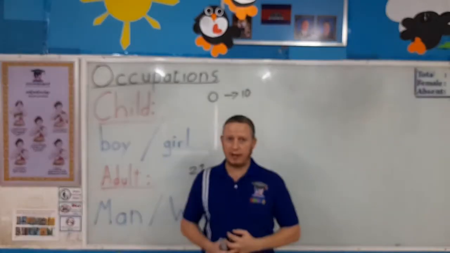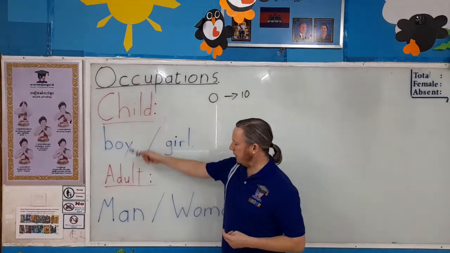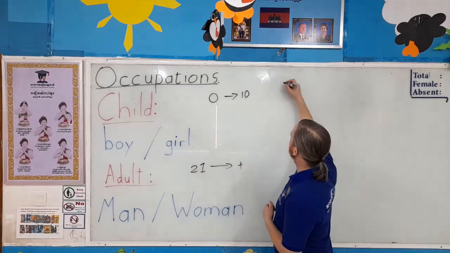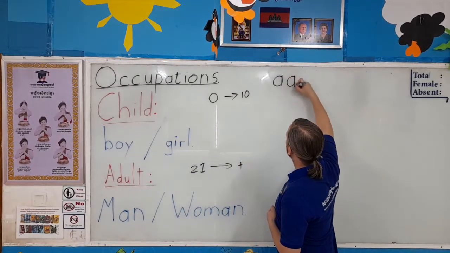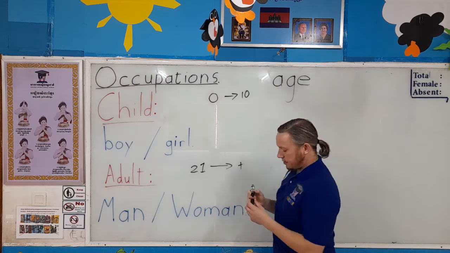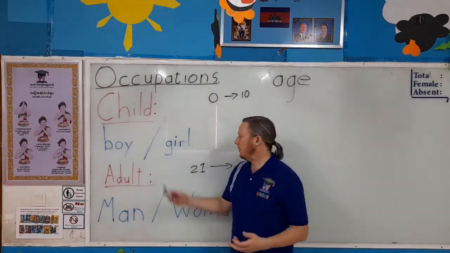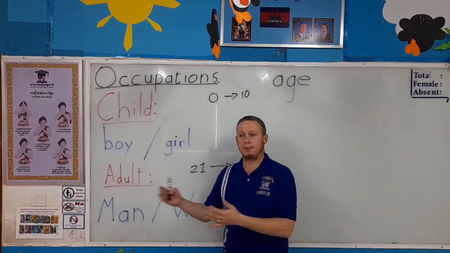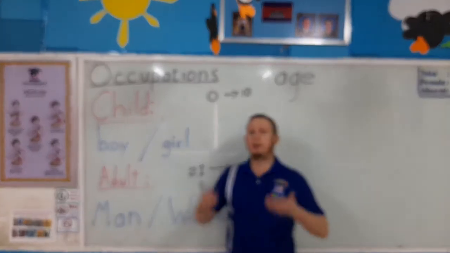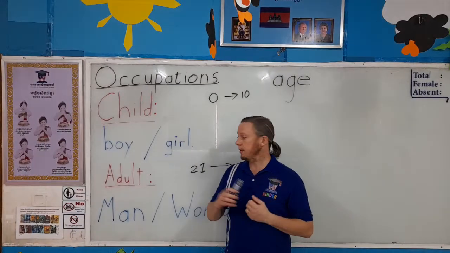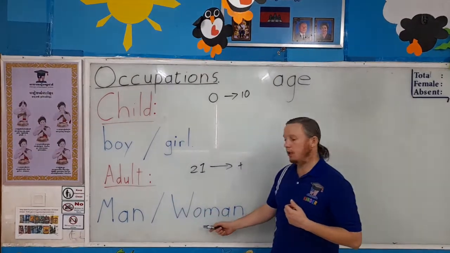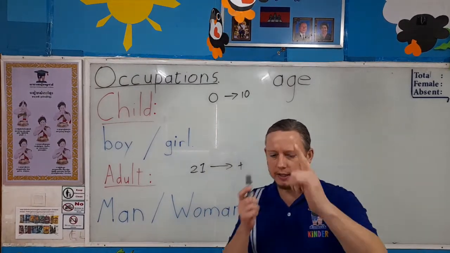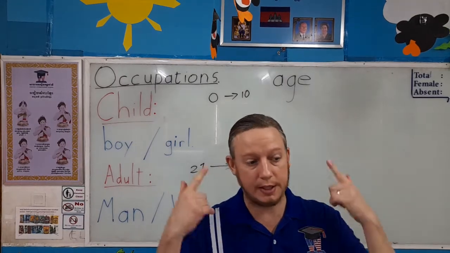I'm sure you'll understand why. But just remember, a boy and a man, the only difference is your age. How old are you? If you're still a student studying in school, most adults will speak to you and refer to you as a child, as a boy or a girl. But when you grow up to be an adult, then you become a man or a woman. Okay, let's get started on our flashcards and you'll understand a little bit better why I want you to understand these things.